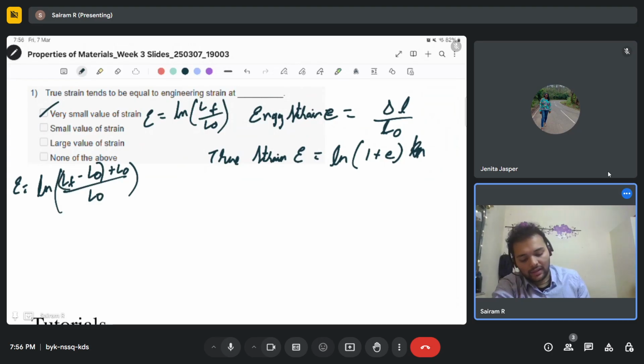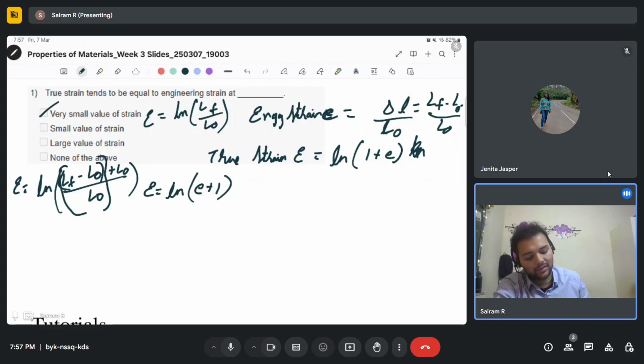We know that Lf minus L naught by L naught, if we have this term separately, is nothing but e that we have over here, where del L is Lf minus L naught, by L naught. So epsilon becomes ln of e plus L naught by L naught, which becomes 1, so ln of e plus 1. So this is the correlation between true strain and engineering strain.